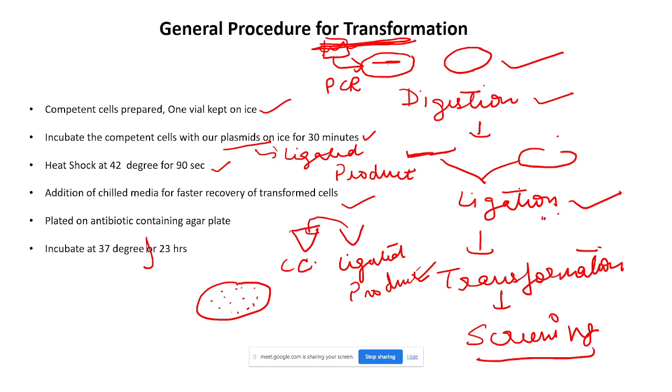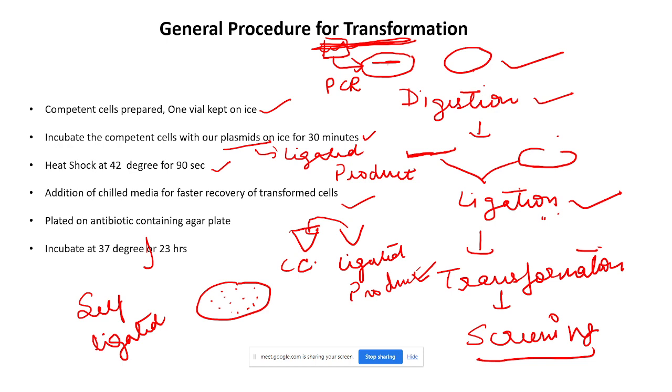No, we have to screen because there can be some vectors which are self-ligated. What does it mean? It means that during ligation, they have not taken the insert, and the vector has ligated to itself again. Those vectors will also give us colonies, because the antibiotic resistance gene is in the vector, not in the insert. So even a vector without the insert will give a colony here. So we have to screen for the recombinant clones from the self-ligated vectors. Therefore, after your transformation comes your screening, which we will see.